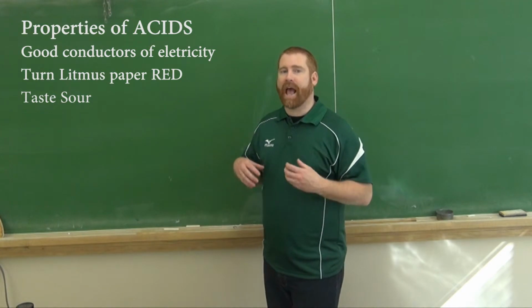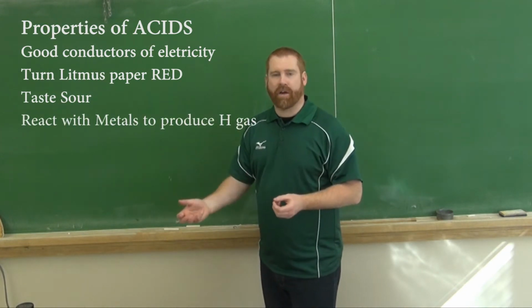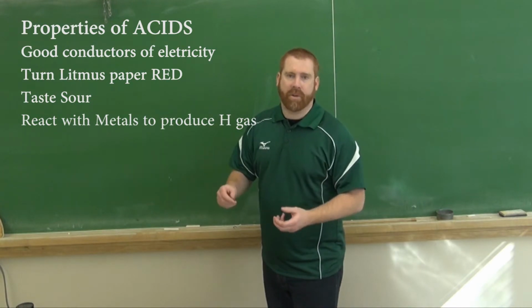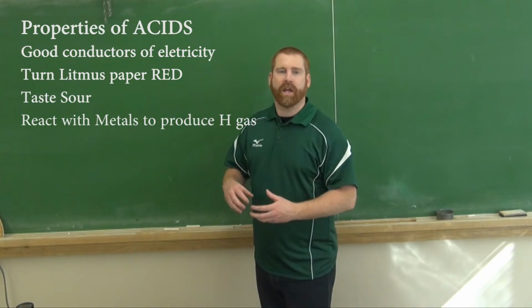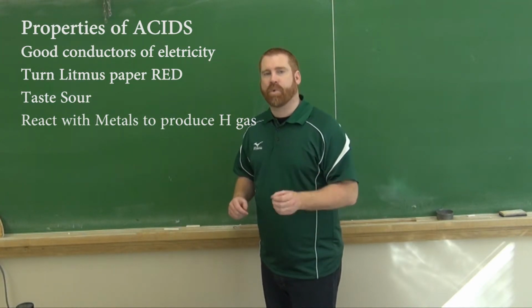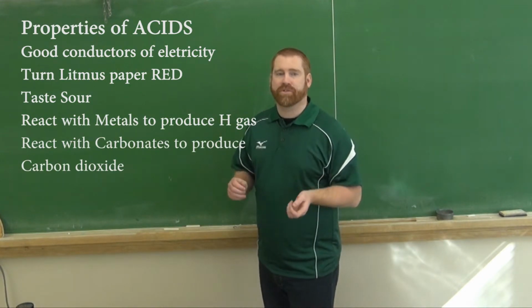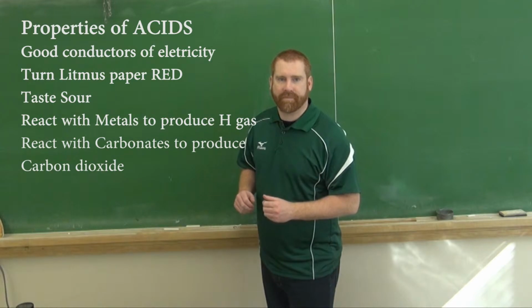Acids will react with active metals to produce hydrogen gas. For example, we take hydrochloric acid, add some magnesium ribbon, and you've done this several times over your chemistry career so far. It will bubble, collect it, and produce hydrogen gas. Acids will also react with carbonates and produce CO2, or carbon dioxide. Those are the properties of acids.